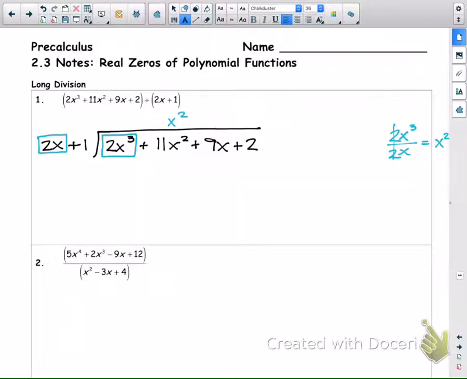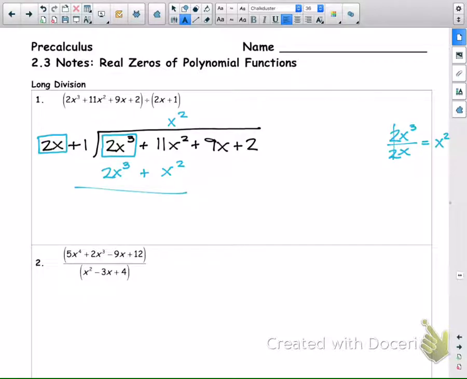Take that answer now and multiply it by everything on the outside. So what that's going to do for me, x squared times 2x there is going to give me 2x cubed. That should always be that first term because that's why we took it out to the side and divided, so that it works perfectly. Then I also take that x squared times the 1. X squared times 1 gives me 1x squared. Again, we line up underneath based off of exponents. So the x cubed goes under the x cubed, the x squared goes under the x squared.